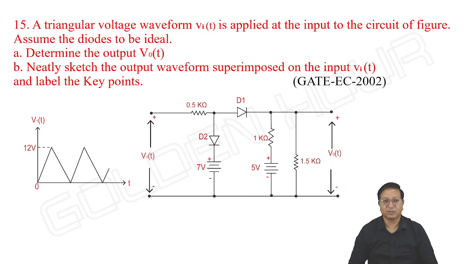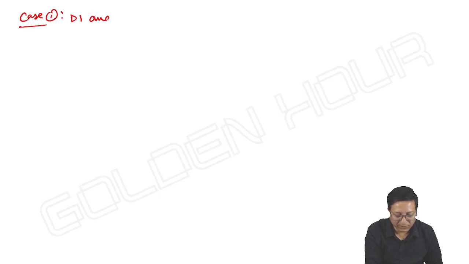Once you give such a signal to this circuit, what about the result? When input is 0, is there any possibility for D2 to conduct? Its anode is going to 0 and cathode is going to 7, so D2 is off. And what about D1? Anode is at 0, cathode is going to 5 volts, so D1 is also off. Both D1 and D2 are off. That is our first case, case 1.